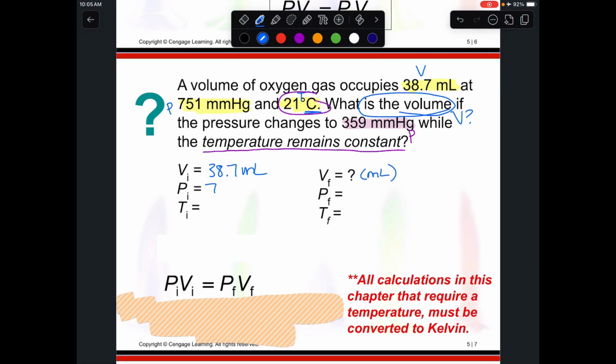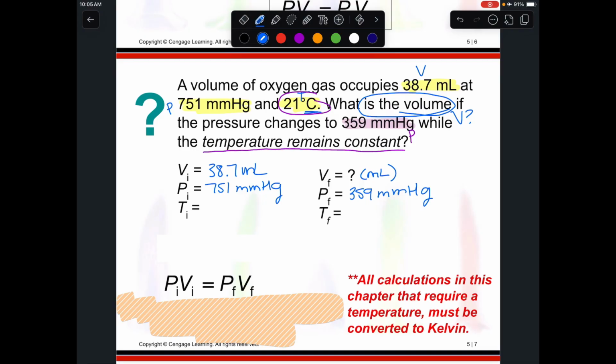The pressure is 751 millimeters of mercury, and my new pressure is 359. Again, this unit doesn't matter for pressure or volume as long as they are the same. If one was ATM and the other was millimeters of mercury, you'd have to convert. It wouldn't matter what you converted to as long as they were both the same, because they'll cancel each other out. And then we know the temperature changes.